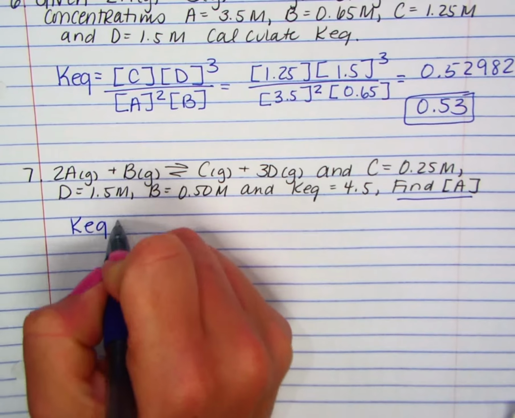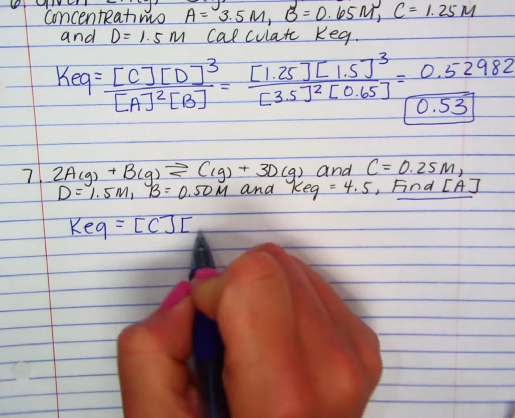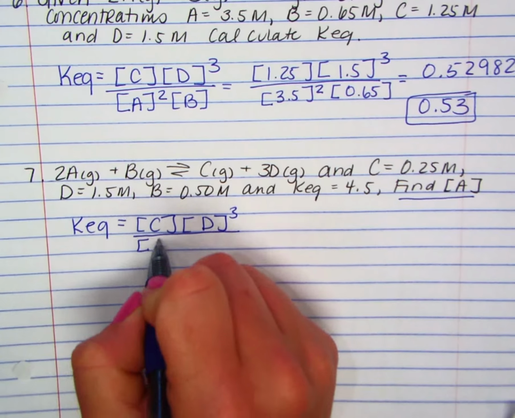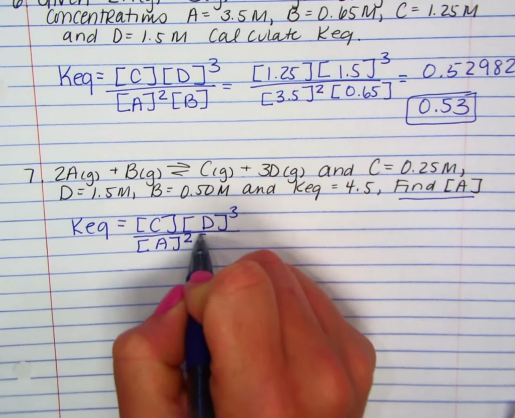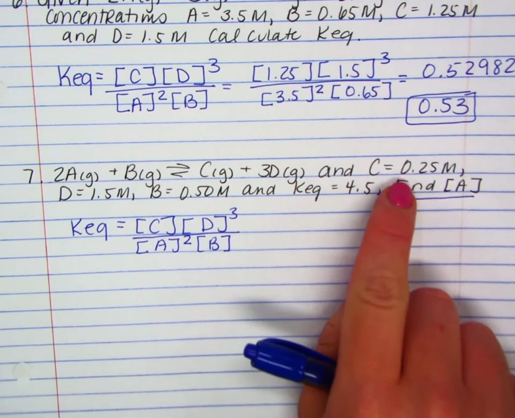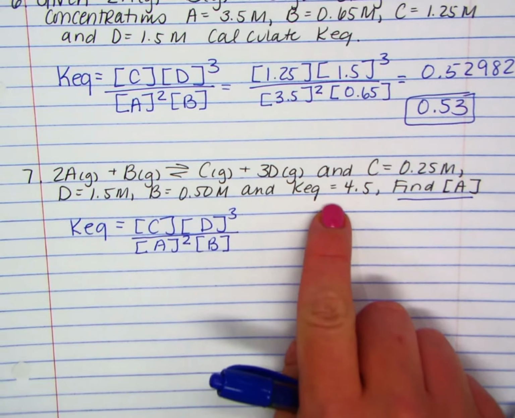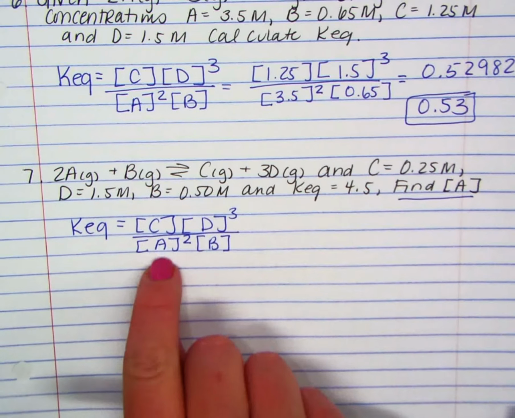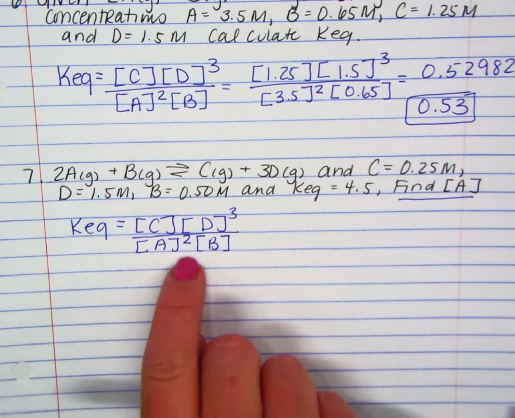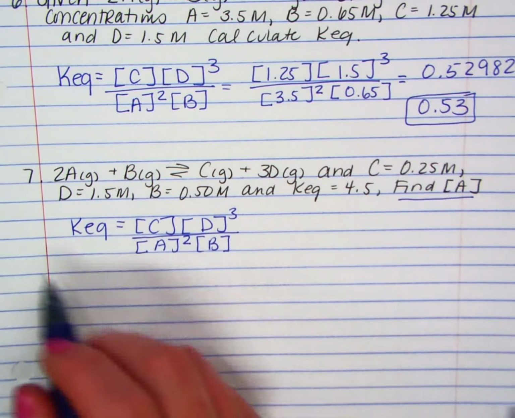So KEQ equals C, D to the third over A to the second and B. And it says in this problem that I'm given concentrations of C, D, B, and I'm given KEQ. I need to find A. So I need to isolate A by itself. So to find A by itself, the first thing I'm going to do is I'm going to multiply both sides by A squared times B to get it off of the bottom.